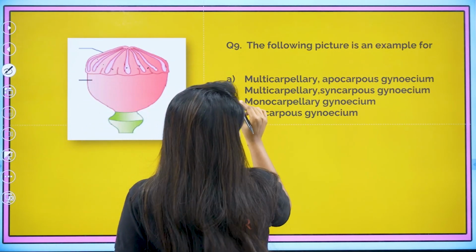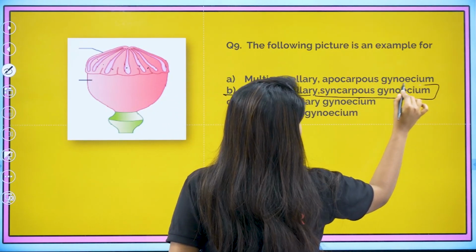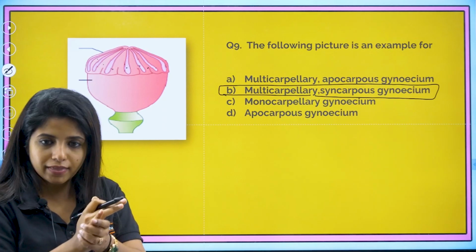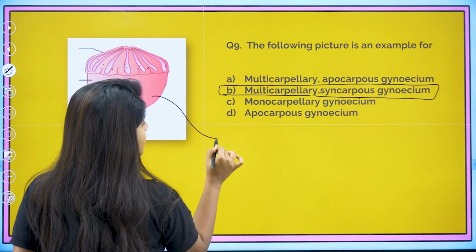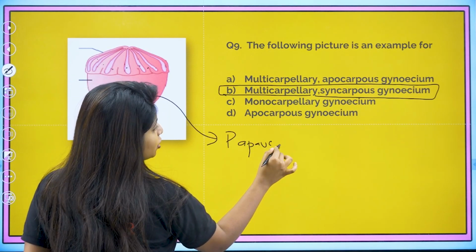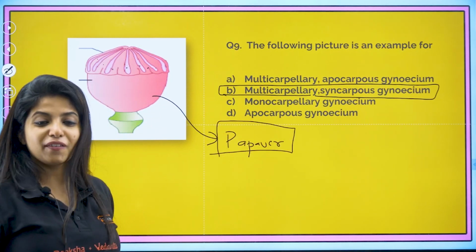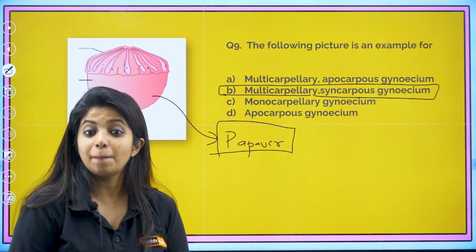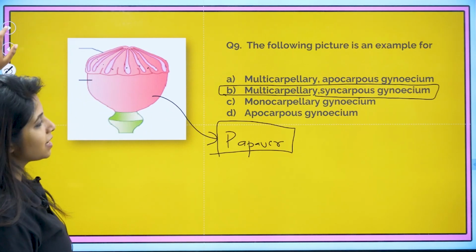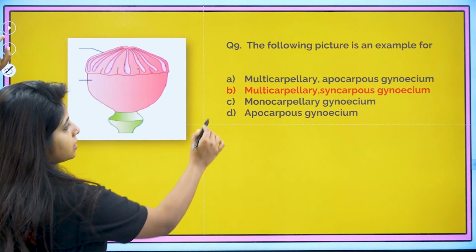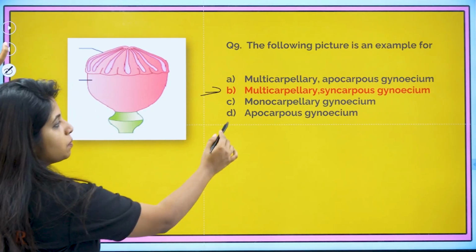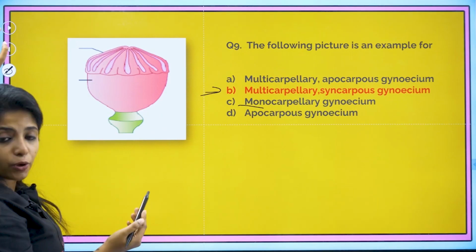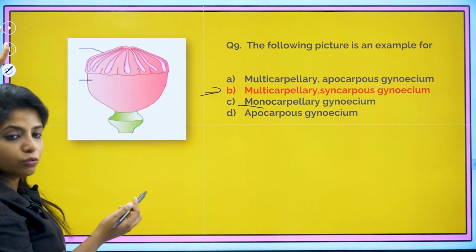Now over here it is multicarpellary and it is having what? Syncarpous condition. Syncarpous means all of them are fused. That is known as the syncarpous condition. And what is this plant? This is Papaver. Papaver somniferum is a plant which gives a drug, heroin. You're going to study it in Human Health and Diseases. So your answer would be this: multicarpellary and syncarpous. It is not monocarpellary, there is no one carpel over here, there are multiple carpels. Not apocarpous gynoecium, because all of them are fused, my dear children.